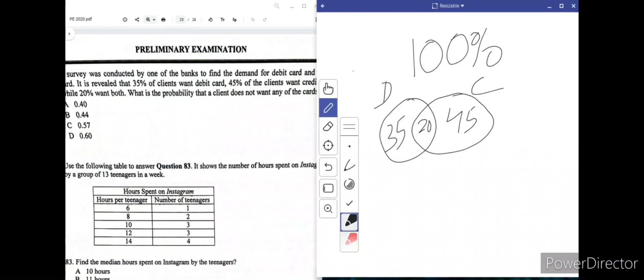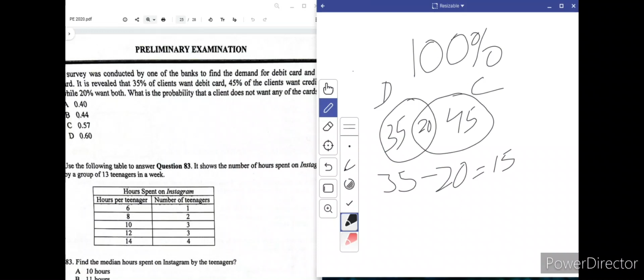So in such cases, first we need to find the number of persons who want only debit card. To calculate that, we need to subtract 20 from 35, because 20 of the persons want both. So this will give us 15.